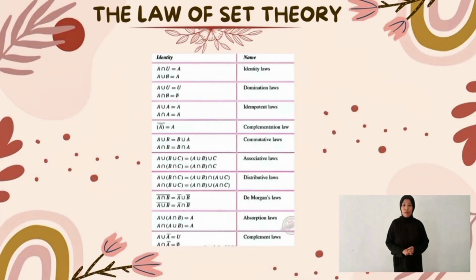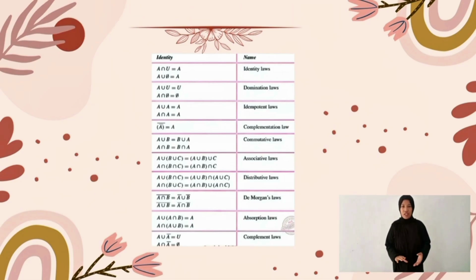This slide shows the main laws of set theory that are used to simplify and solve set operations. Some of the most common laws are the identity law, commutative law, associative law, distributive law, and De Morgan's law. These laws help us manipulate sets correctly and make mathematical proofs and problem solving easier.